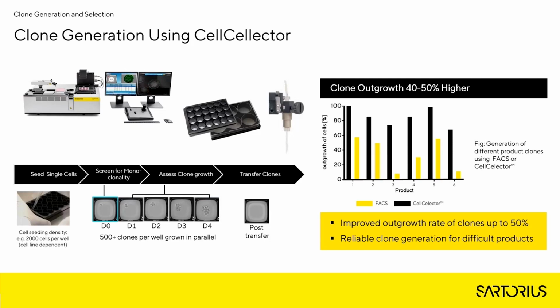We tested the generation of different product clones using FACS or our cell selector. In yellow, you see the outgrowth of clones after FACS single-cell sorting. In black, after the cell selector. We found drastically improved outgrowth rates, and even for difficult products, we found reliable clone generation using the cell selector.